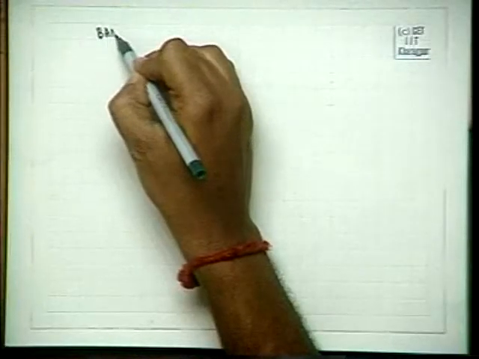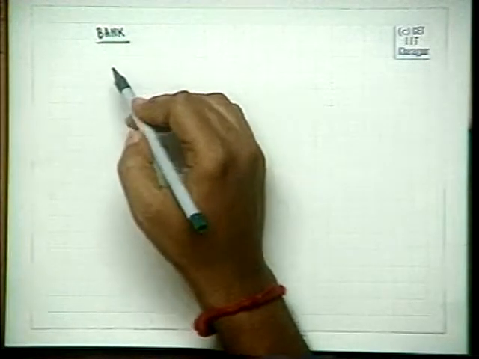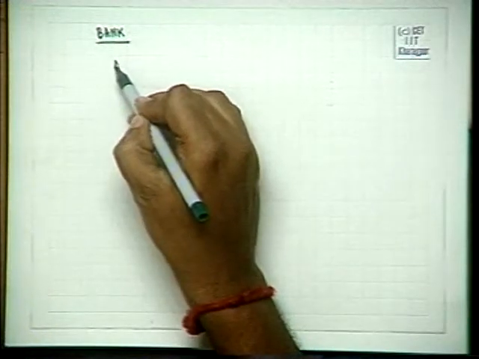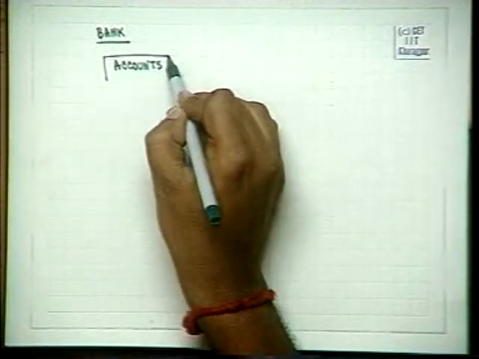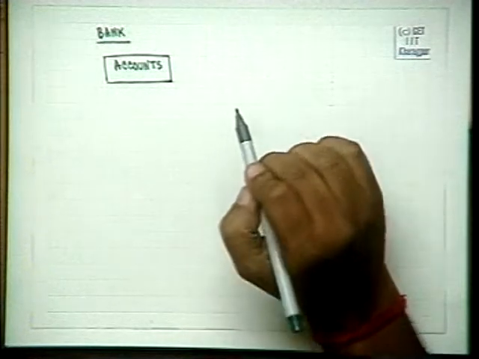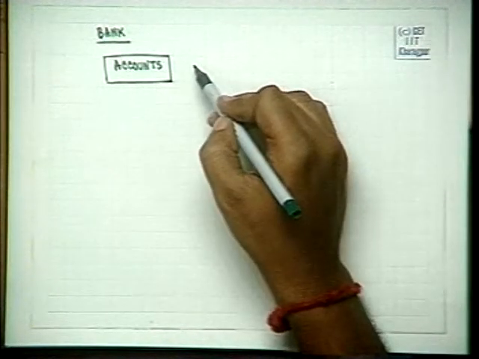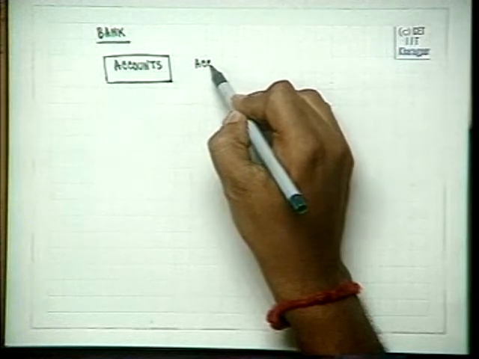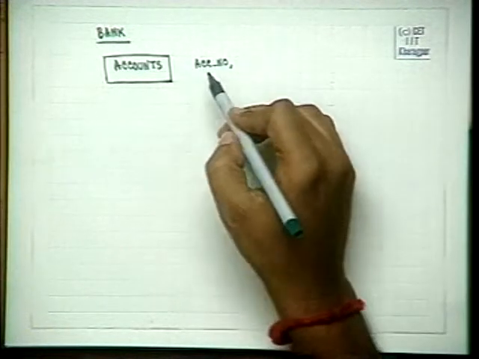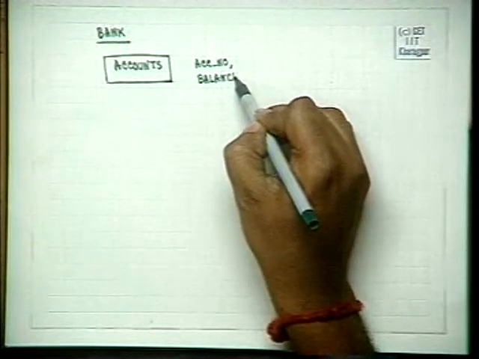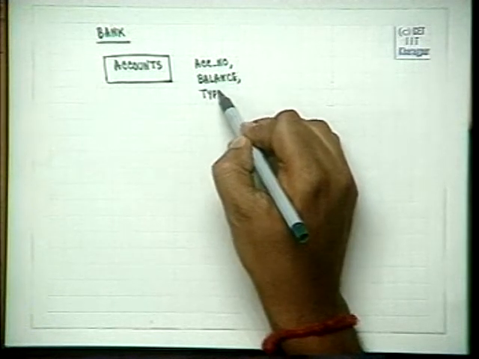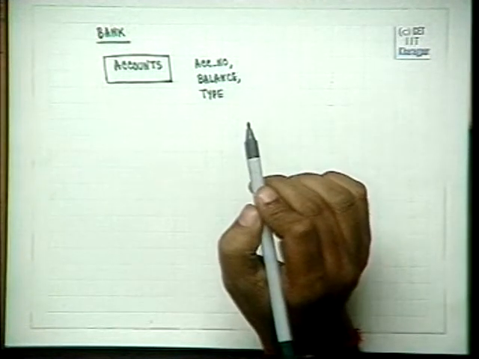Let us take another example. Let us take the example of a bank. Some entities which will be there in the bank are accounts, these accounts will have attributes: account number, then it will have balance, it will have type of account, savings account, current account.